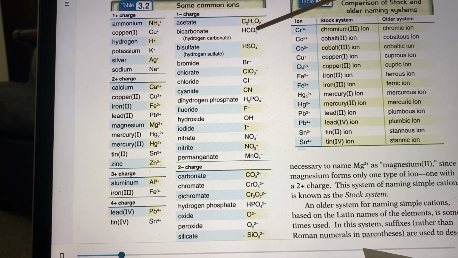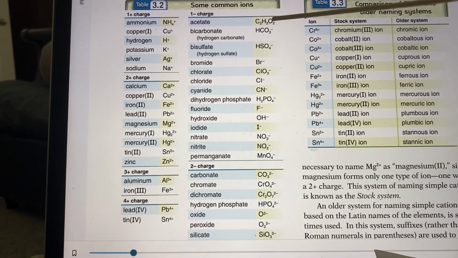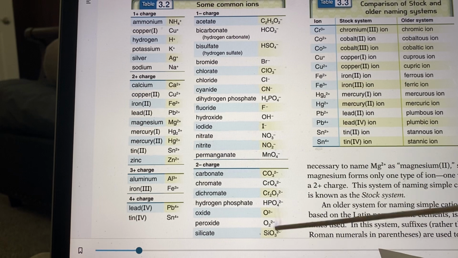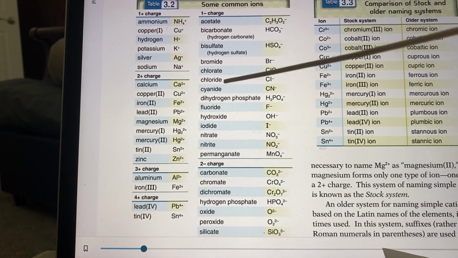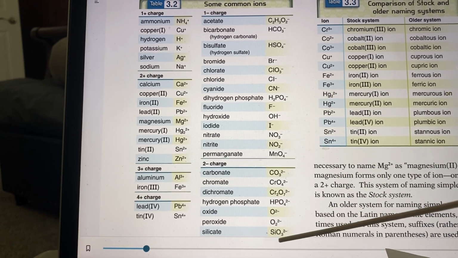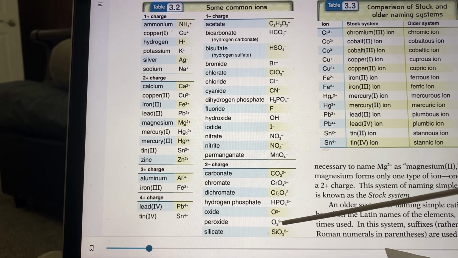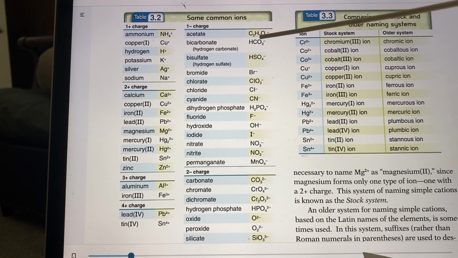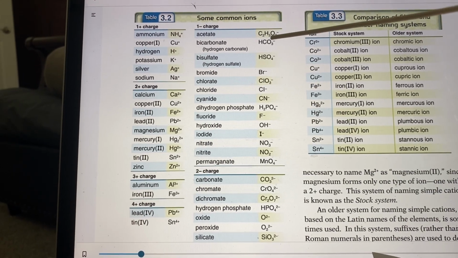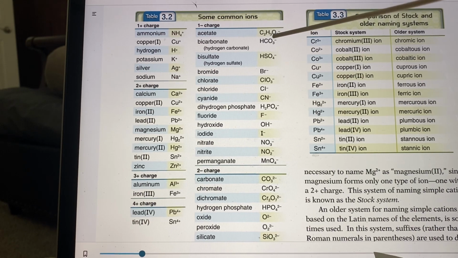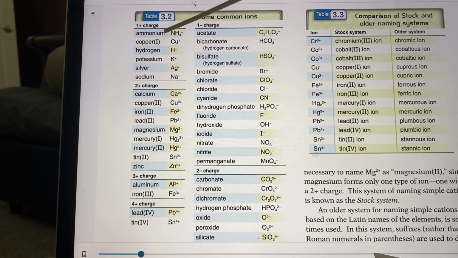So we have acetate. As you see, the ones with a negative charge usually end in ATE or IDE. So you can find out which ones, and they all have negative charges here. So acetate is going to be C2H3O2, and this is poly altogether. It's acting as one molecule, and it will hook on to another molecule like that.